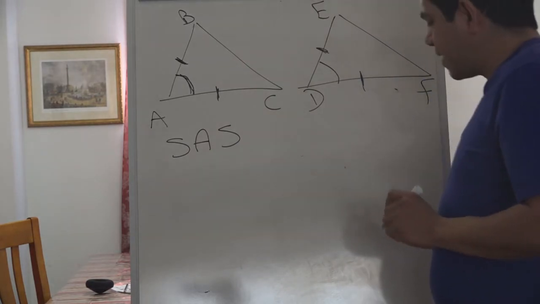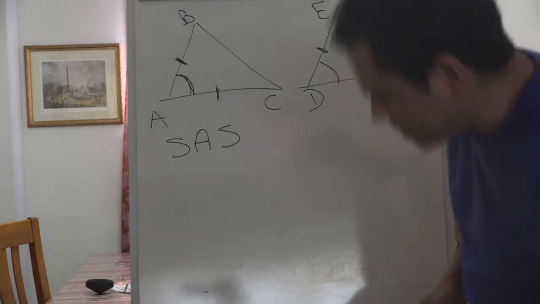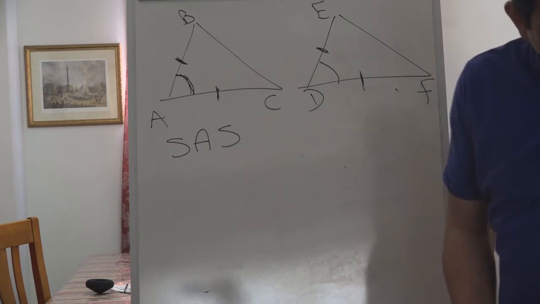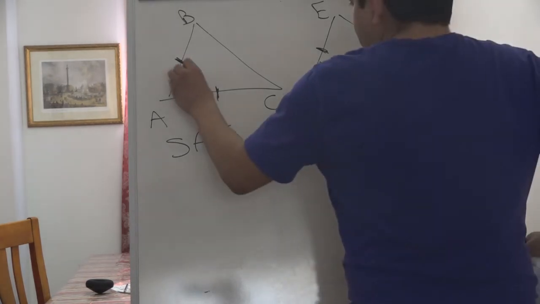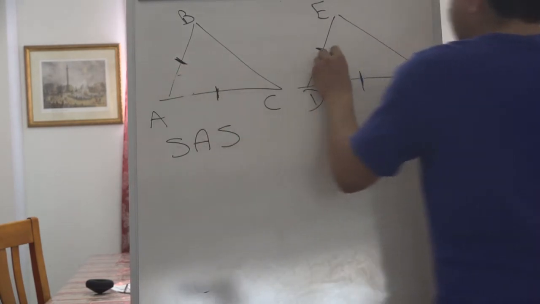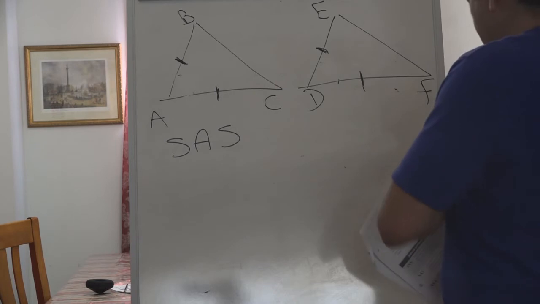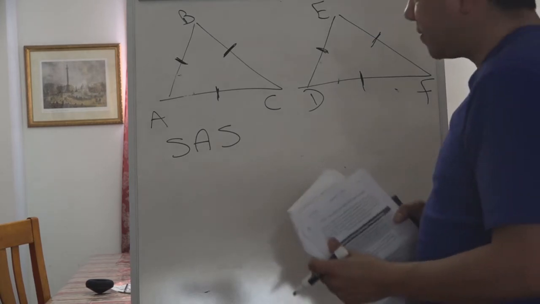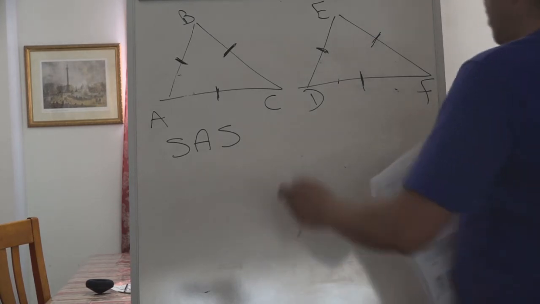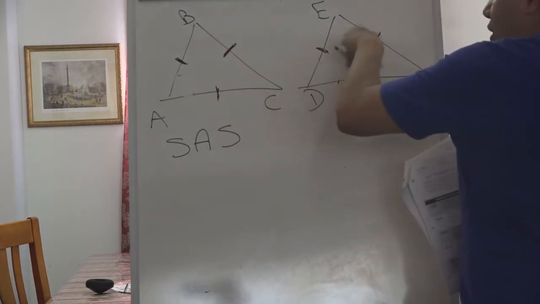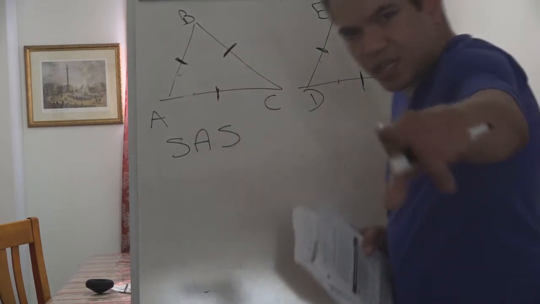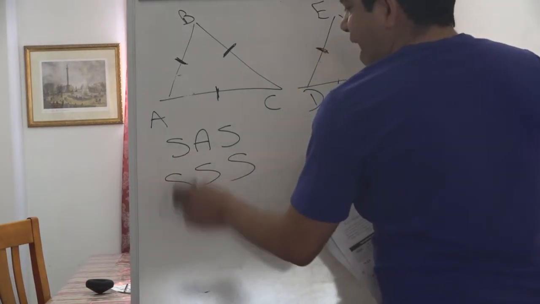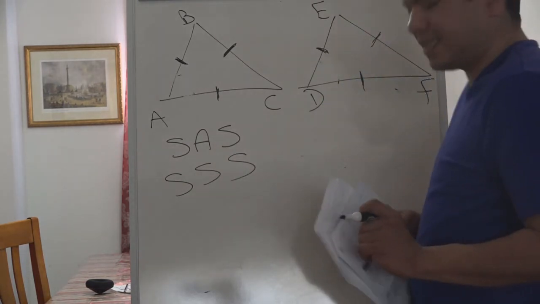Got it? Okay then. But then let's say that you don't have that. Let's say that you have something different. Let's say that instead of the angle, you actually have three sides congruent. All three sides of this triangle are congruent to all three sides of this triangle. Therefore, that's another way of proving triangles congruent. And you have proved them congruent by side, side, side. Nice.